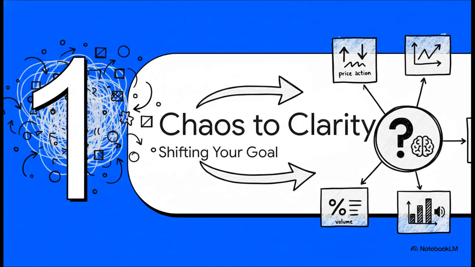So first things first, we need a major mindset shift. The goal is not to learn more indicators. No way. The real goal is to understand that every single indicator belongs to a specific category, and each of those categories answers a very specific question about the market.